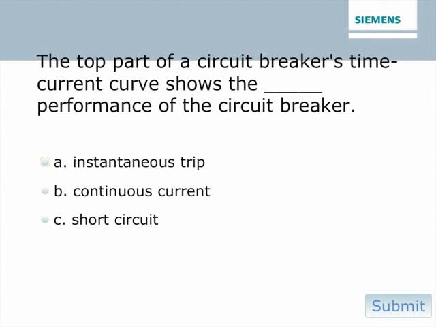Question 3. The top part of a circuit breaker's time current curve shows the blank performance of the circuit breaker. Is it A, instantaneous trip, B, continuous current, or C, short circuit?